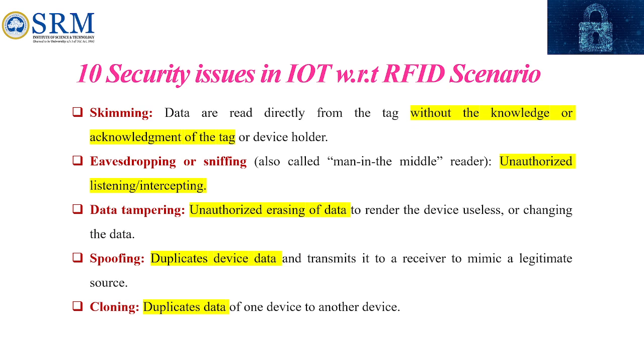We need to address these challenges in our IoT security system: skimming, eavesdropping, sniffing, data tampering, spoofing, or cloning. Skimming means that without the knowledge or acknowledgement of the tag, the data may be read directly. Eavesdropping is unauthorized listening or intercepting, the man-in-the-middle attack, as we call it.